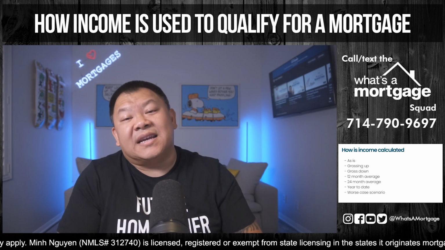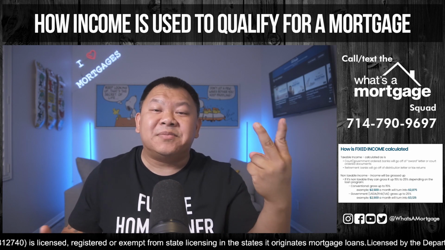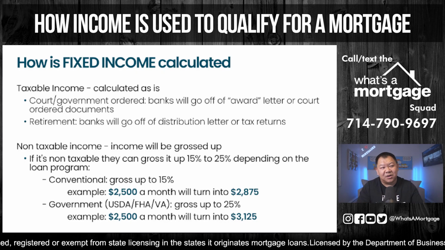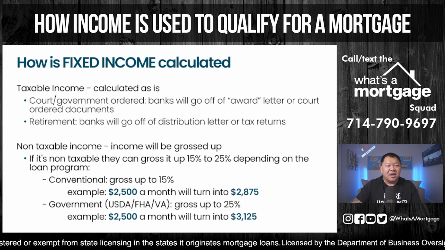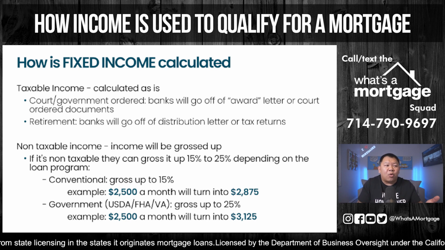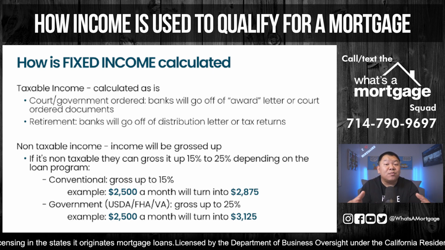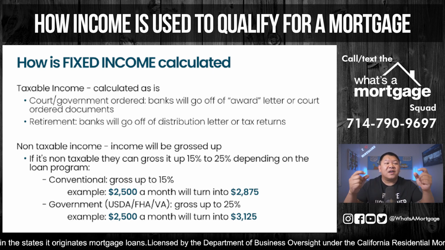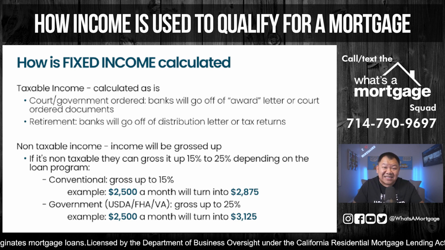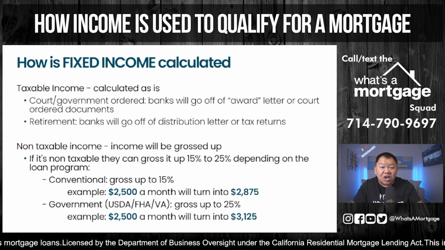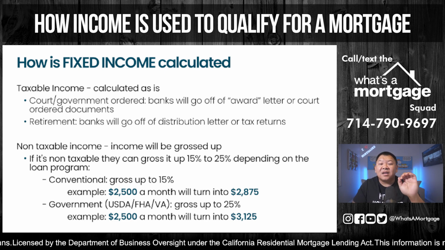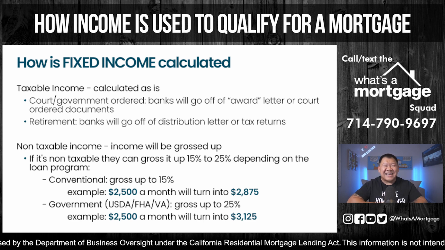So let's get into fixed income. There are two types of fixed income: taxable income and non-taxable income. If it's taxable income, it can be court order, government order. The bank's going to send you an award letter, court order document, retirement, whatever your distribution is on your retirement or on your tax return. They're going to give you as is income on fixed income. If your income is fixed and it's taxable, whatever the document says, whatever is proof on your bank statement, whatever proof is on your tax return, they're going to give you as is. So if it's taxable, it's as is.